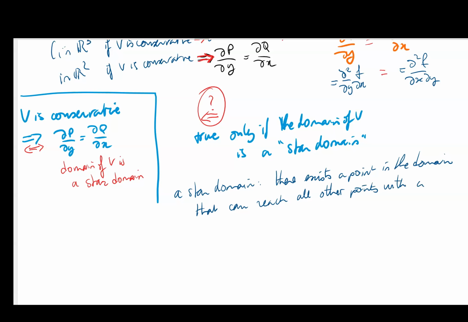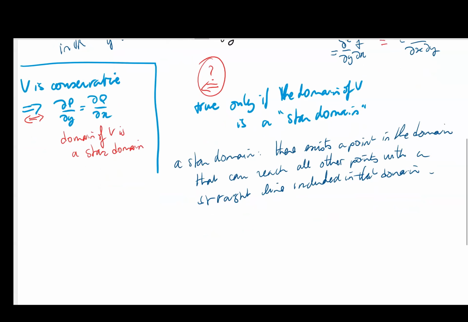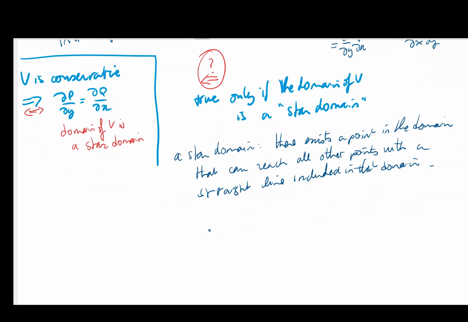With a straight line that is completely included in the domain. Straight line included in that domain. Okay, so basically, there exists some point in the domain such that for all points in the domain, the segment between those two points is included in the domain. That means, let's say that there exists a point U, and you will have your domain.